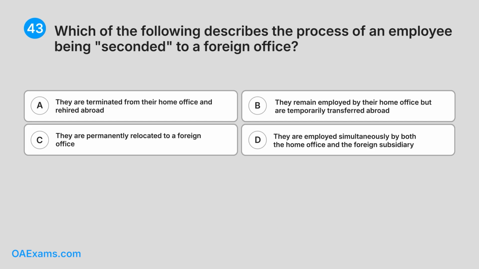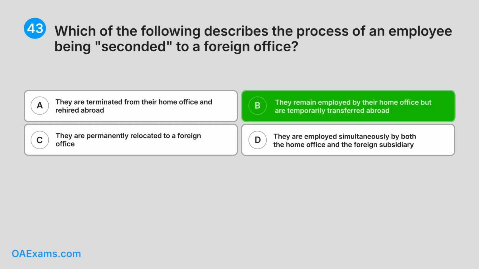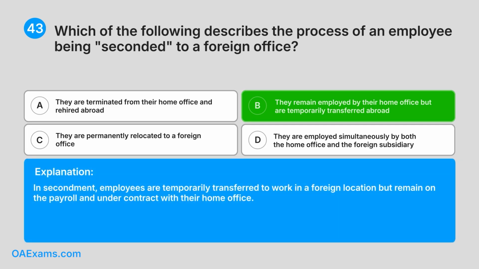Correct answer. B. They remain employed by their home office but are temporarily transferred abroad. Explanation. In secondment, employees are temporarily transferred to work in a foreign location but remain on the payroll and under contract with their home office.